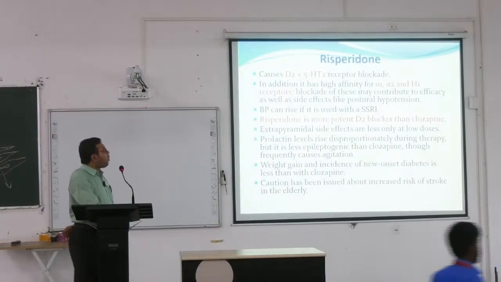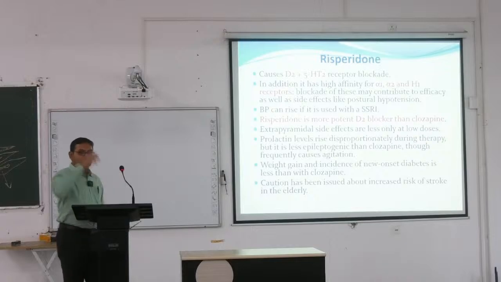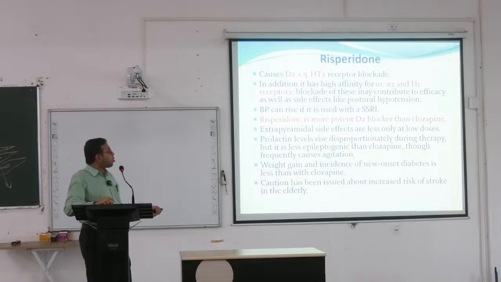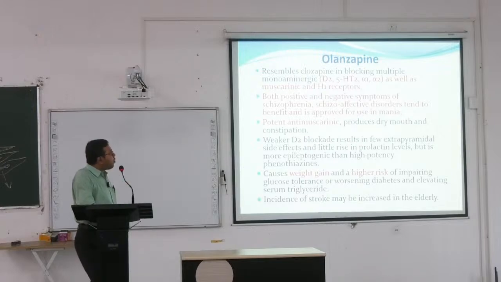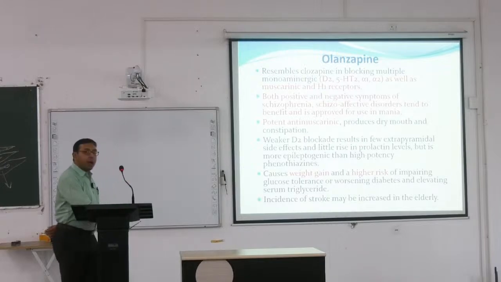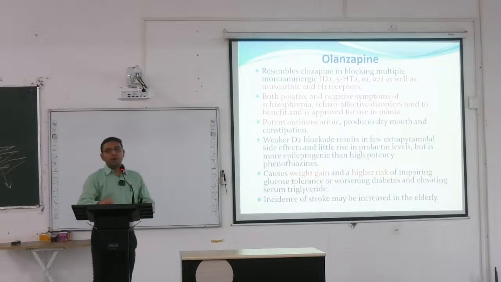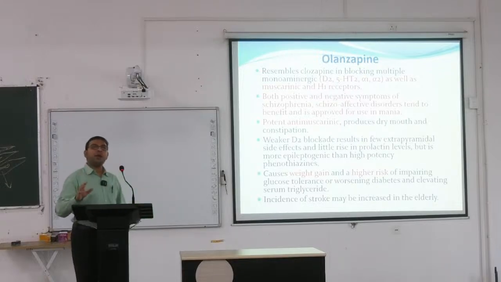Risperidone, just remember, there is D2 and 5-HT2 receptor blockade; alpha 1, alpha 2 and H1 receptors are also blocked. It is a more potent D2 blocker than clozapine, and apart from this, there is increased risk of stroke in the elderly. This has also been mentioned in their label. Olanzapine is also similar to this. They have D2, 5-HT2, alpha 1, alpha 2 receptor blocking activity. They are potent antimuscarinics. They can cause weight gain and a high risk of impairing glucose tolerance. So if you are asked which antipsychotic drug causes the most weight gain, the example is olanzapine. With olanzapine, weight gain is very common.